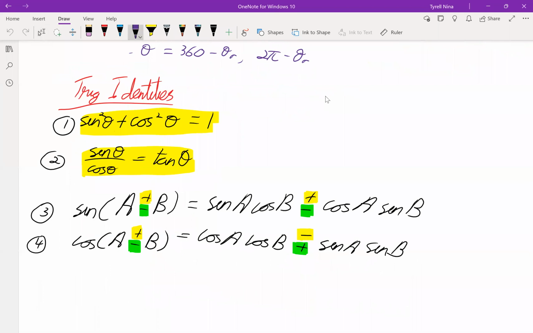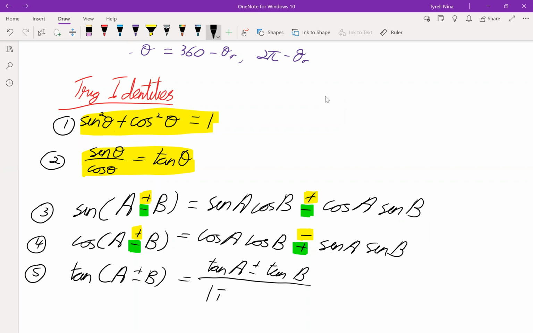This one, right? This one, I tend to write it. It's not an official identity, quote unquote. However, I think it still needs to be said. Actually, no, let me do tan first. Tan of A plus or minus B is tan A plus or minus tan B over 1 minus or plus tan A tan B.